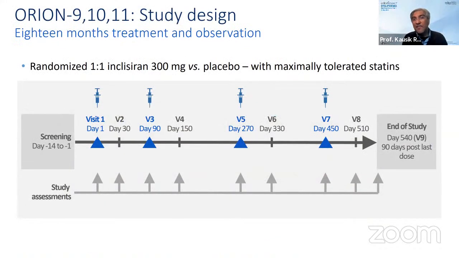So this has been tested in several phase 3 studies with a dosing interval. The first drug of its kind in this class is called inclisiran, dosing on day 1, day 90, and then 6 monthly thereafter.